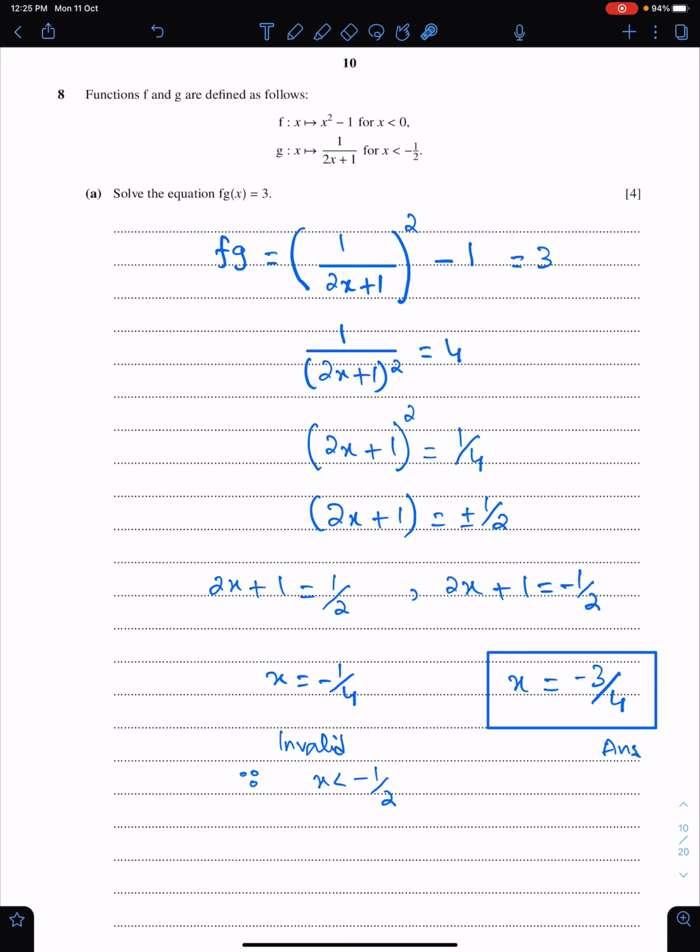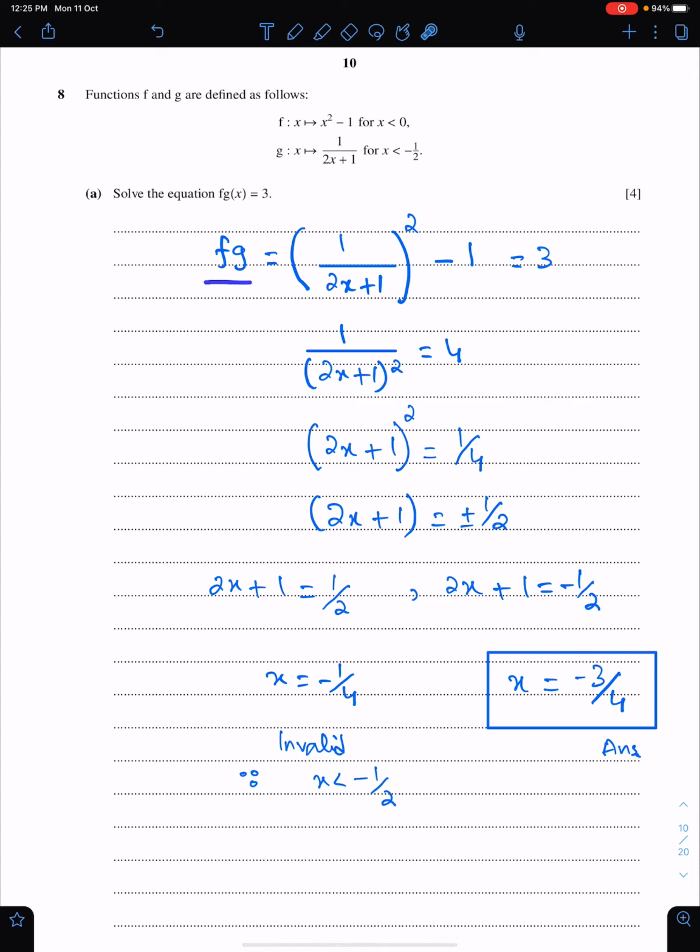I'm sorry. So we have to solve this equation. Remember, while solving these types of equations, always check your answer with the given domains. You should check your answer with the domain of this function g.